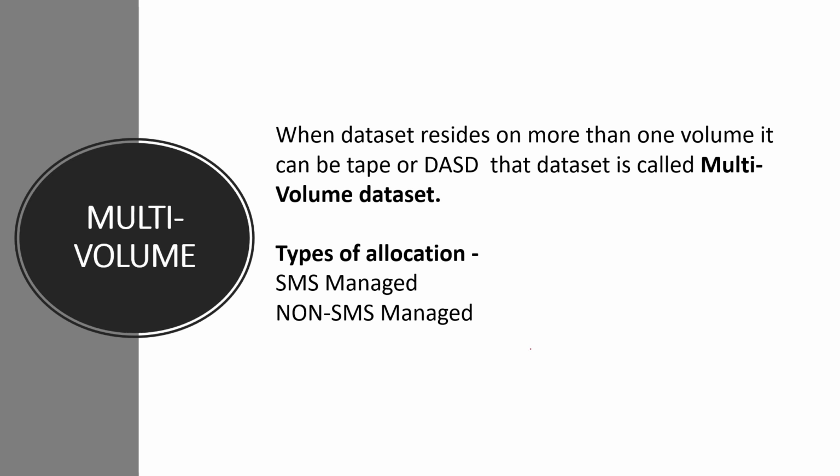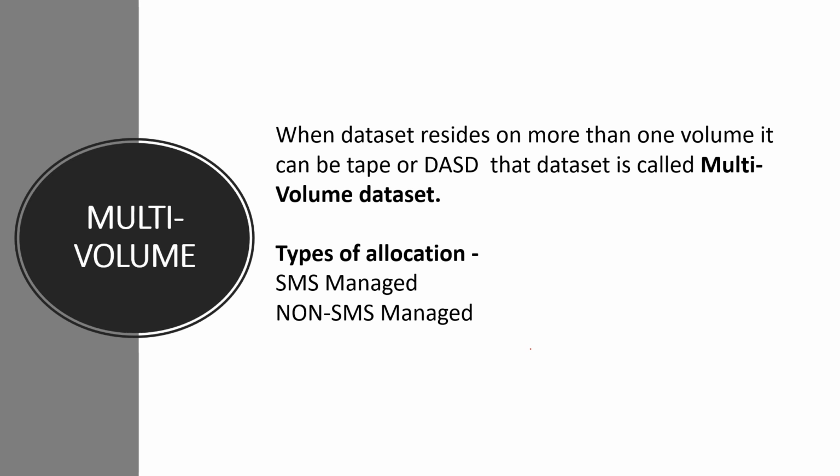What is multi-volume? It means a dataset, a file, which resides on more than one volume. If it is staying in 2 volumes, 3 volumes, however many volumes, we call it a multi-volume dataset. But how does it become multi-volume? Normally, if you're creating a file, it will go into a single volume, right? But in this case, when we are talking about a multi-volume, there are more than one volume.